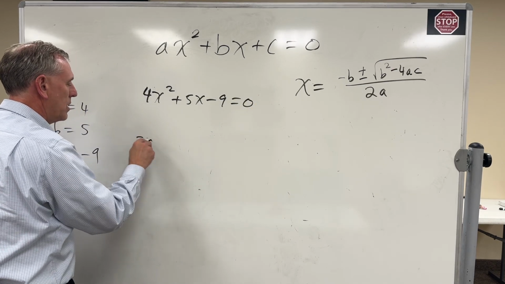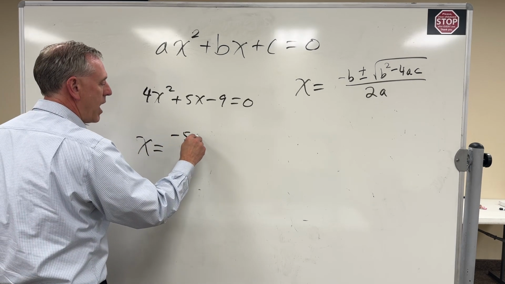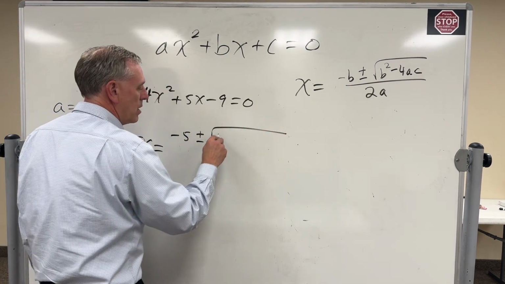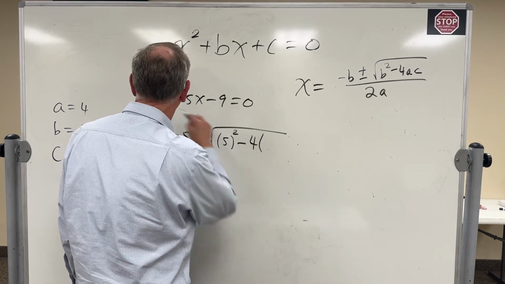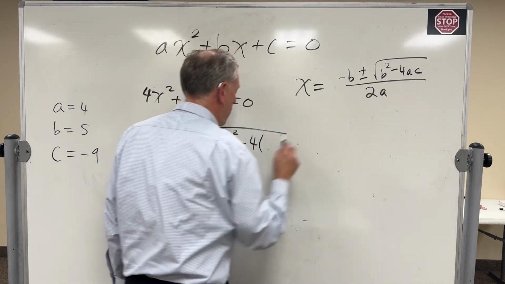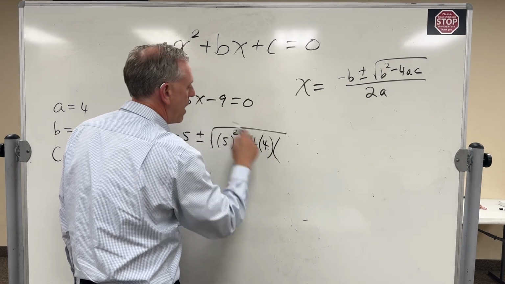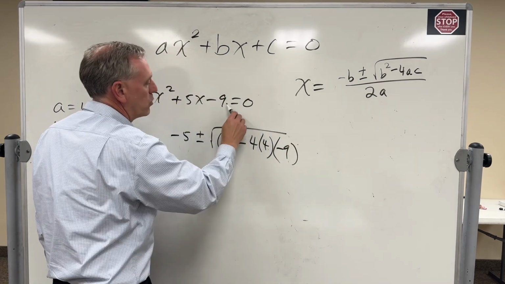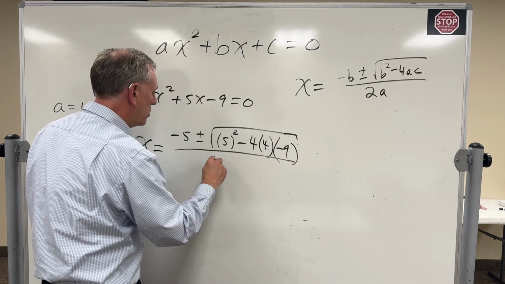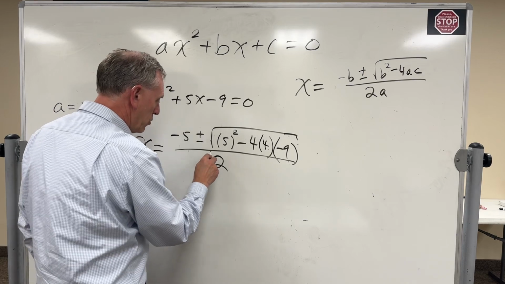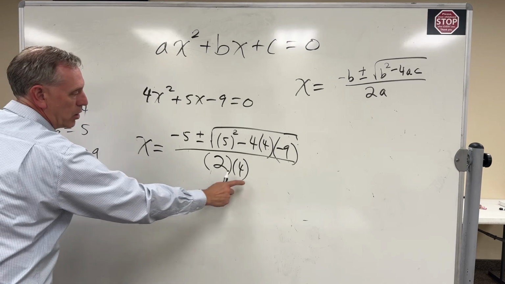So this gives us x is equal to minus b. Well, b is 5, so that means minus 5 plus or minus the square root of 5 squared minus 4 times a. See that a there? 4 times 4. We identified that a is 4. And then c is minus 9. See, our c value is minus 9. And this whole thing is then divided by 2a. So 2 times 4 goes in the denominator.